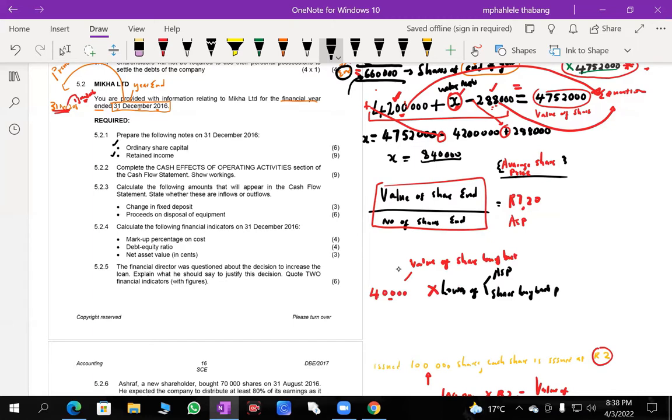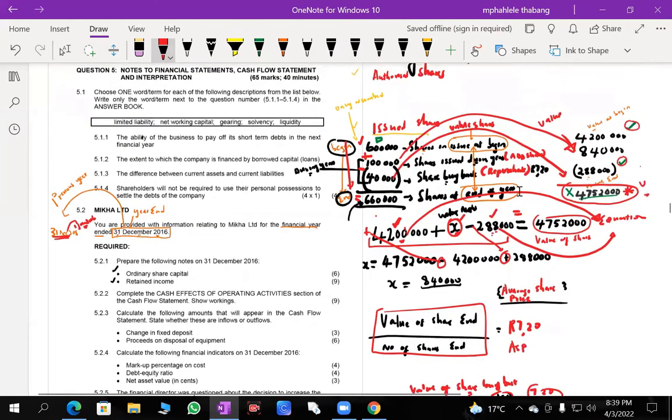Don't use the average share price all the time. To value the share buyback, use the lower one between the average share price and the share buyback price. In this case, the average share price is 720, while the share buyback price is 750. So we use 720. So the calculation of the share buyback was absolutely accurate, because I said 40,000 times 720.